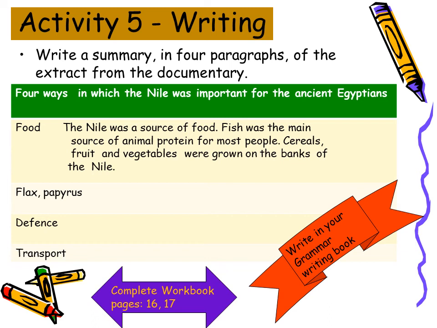Food. The Nile was a source of food. Fish was the main source of animal protein for most people. Cereals, fruit and vegetables were grown on the banks of the Nile. So now it's your time to summarize it. Listen to the track back again and then you would find it easy to answer this.